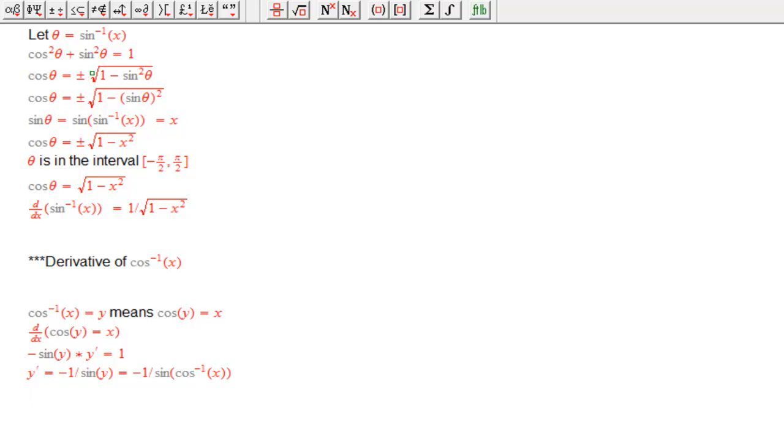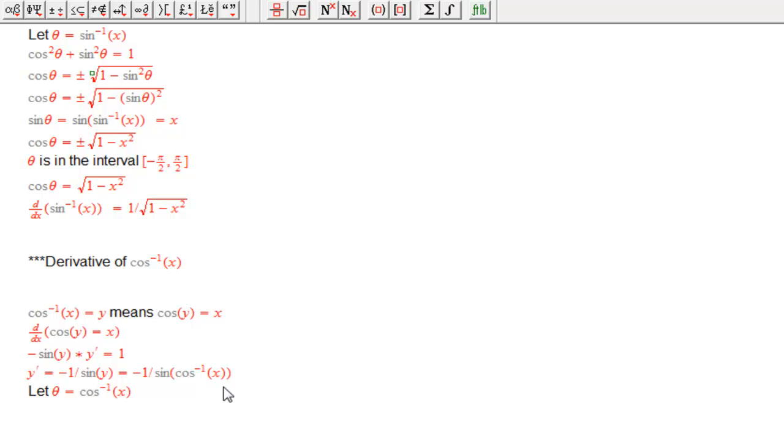Well, we're going to do the exact same kind of thing as before. We're going to think of inverse cosine of x as an angle, and we often denote angles by theta. So I'll use that here. Theta is going to be inverse cosine of x. That's not a conclusion, that is a definition. Let theta equal inverse cosine of x.